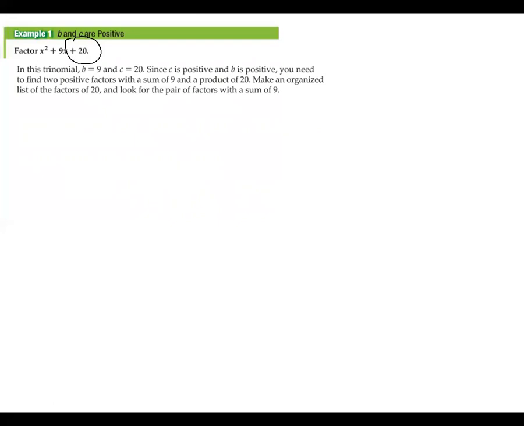So I don't need to consider -1 times -20 or -4 times -5, because while they multiply to positive 20, they're not going to add to a positive number. All right, so I just list the factors. So 1 and 20, 2 and 10, 4 and 5. And I add them up and see which ones add to 9. Notice the last ones add to 9.